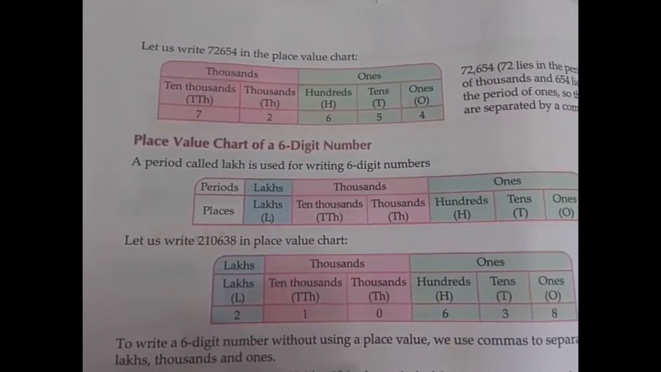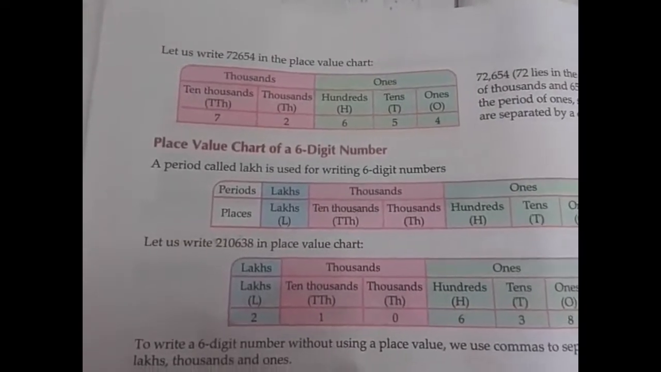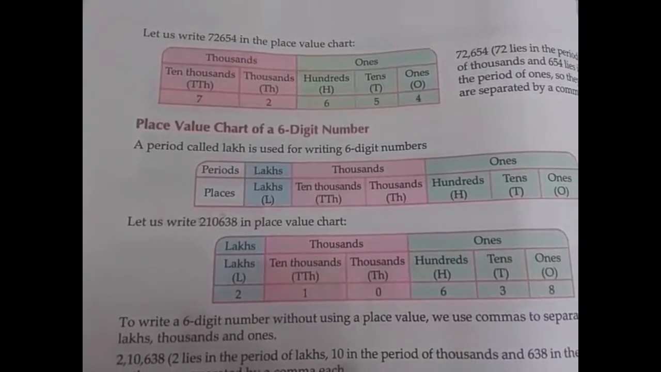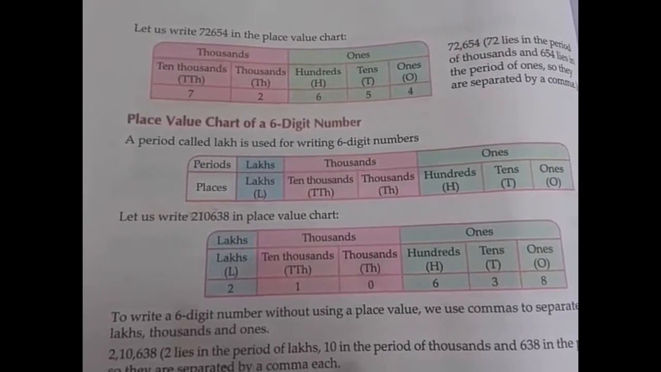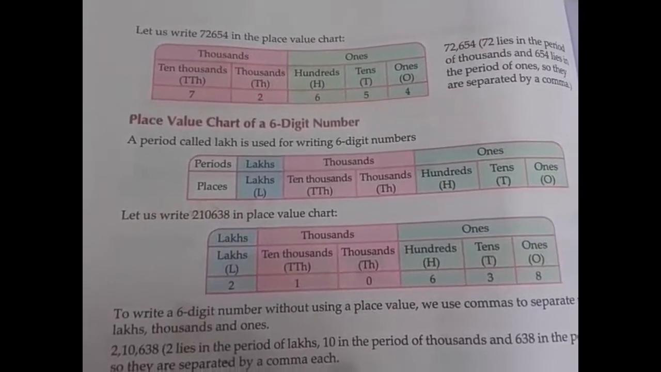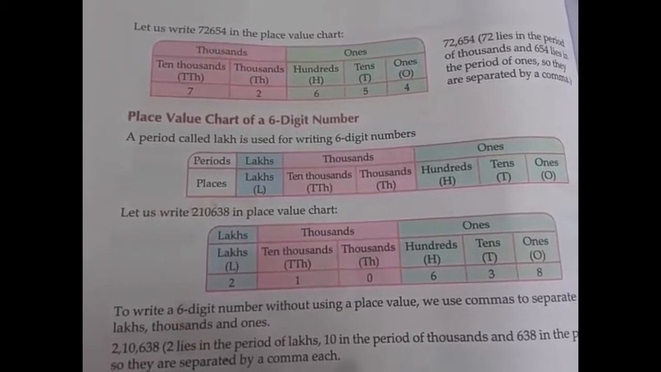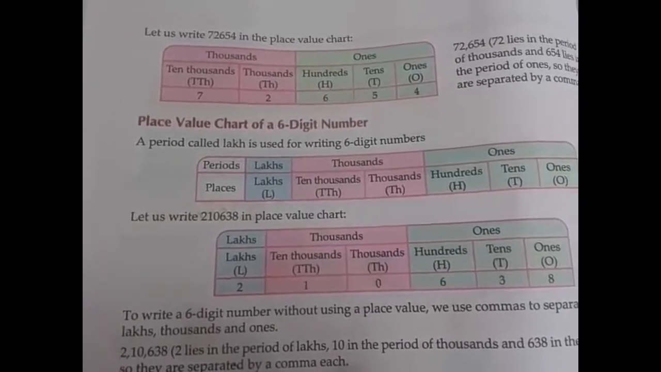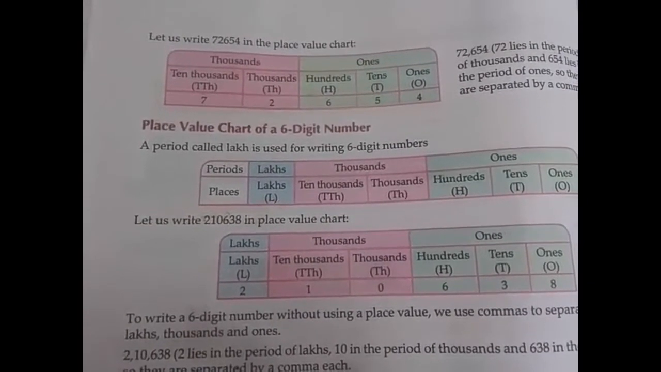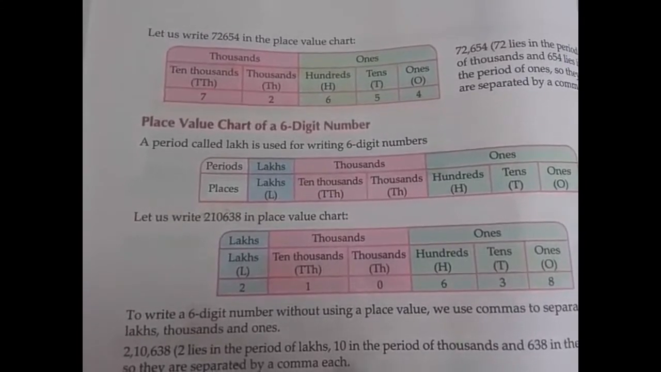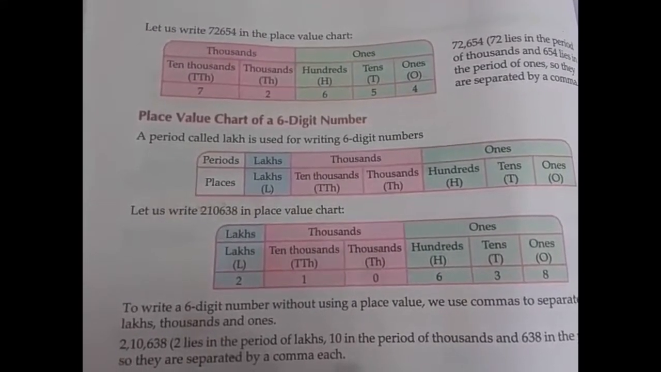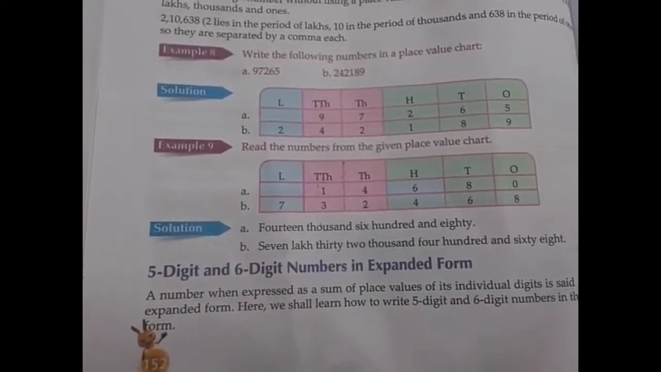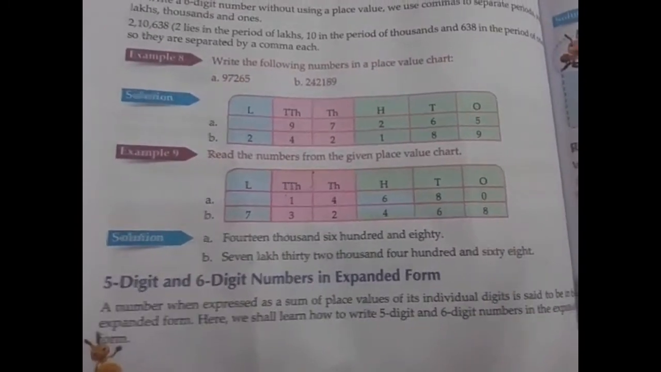Okay children, have you understood? Once again, the place value chart consists of periods and places. For the 5-digit number we have only 2 periods. They are thousands and ones. For a 6-digit number we have 3 periods. They are lakhs, thousands and ones. You may practice examples 8 and 9 at your home.